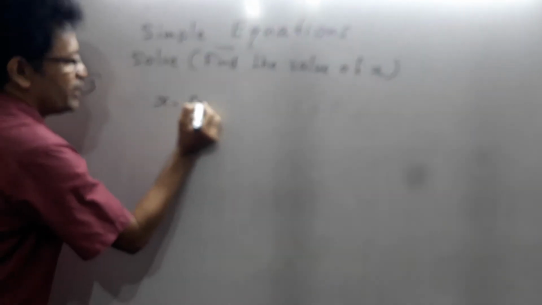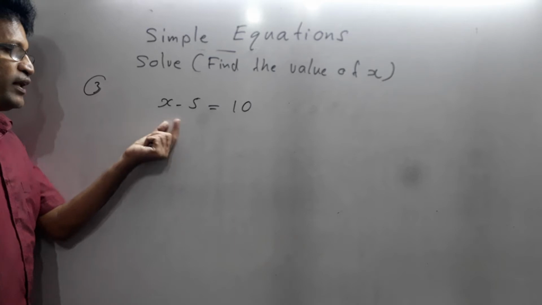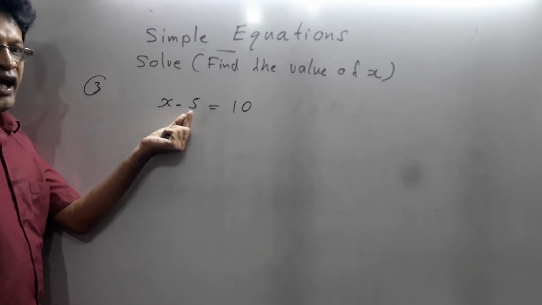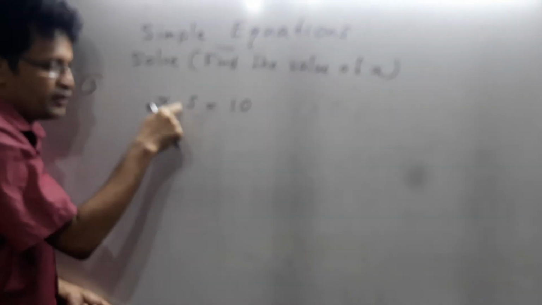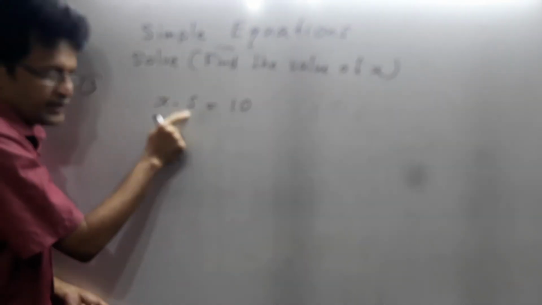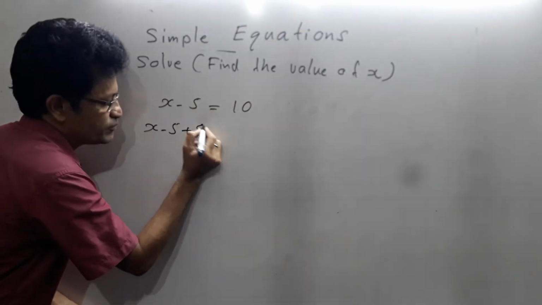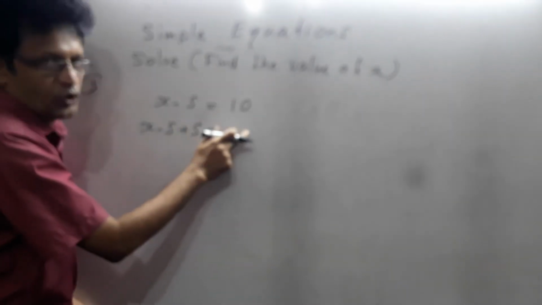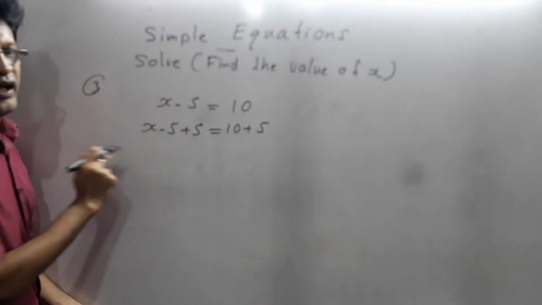X minus 5 equal 10. Now we have to find the value of x. Now here, to get rid of this 5, I have to add another 5. Here we have minus 5, I have to add plus 5. Then plus 5 and minus 5 will get cancelled. If I add 5 here, this side also I have to add another 5. Then 10 plus 5. Same value I have to add both sides.